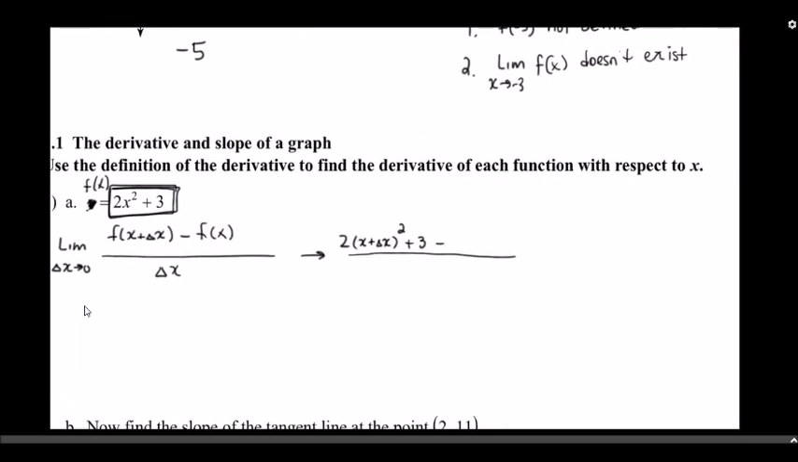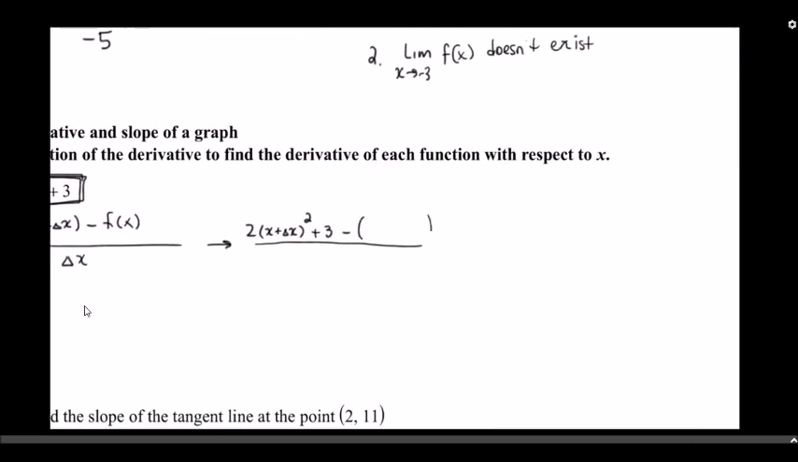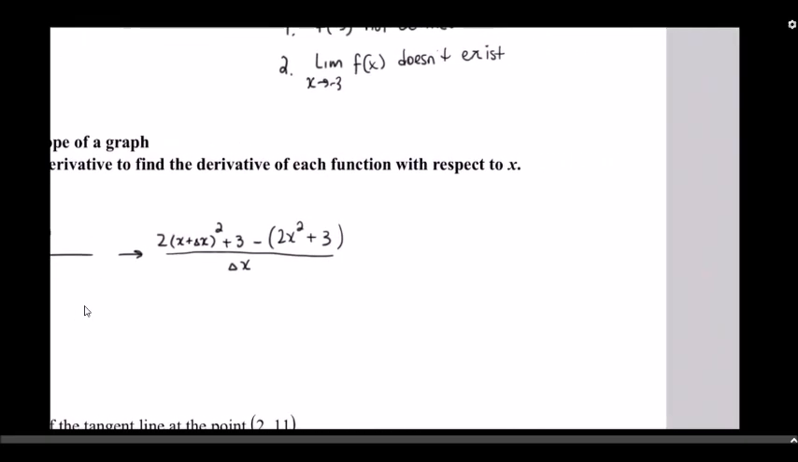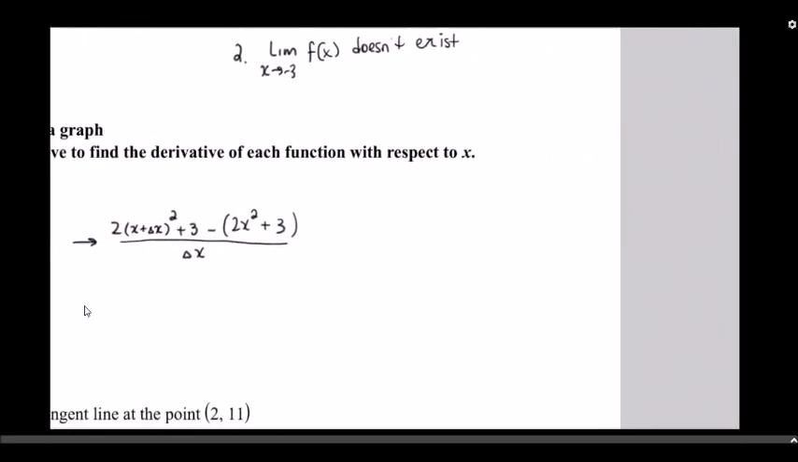So subtract, and then the original function was 2x squared plus 3. A lot of students forget to subtract that function using a parenthesis. If you don't use a parenthesis, then you're not subtracting the entire function. And then in the denominator, it's simply delta x. Now we need to continue simplifying.